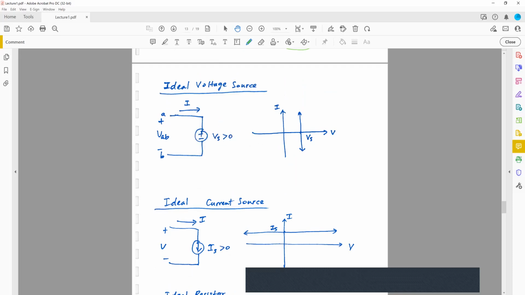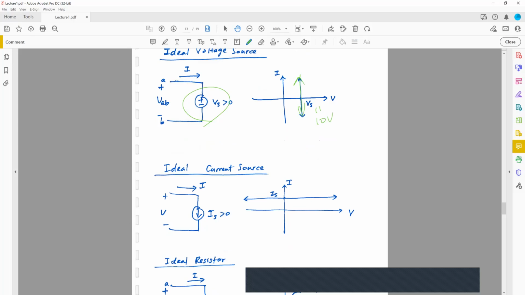And this current can be going in and out of this voltage source as long as this voltage is fixed. Even though I say it can go up and down, you have to fix it at some voltage. So Vs, for example, is 10 volts. Then the current associated with this voltage source going in and out can be either positive or negative.